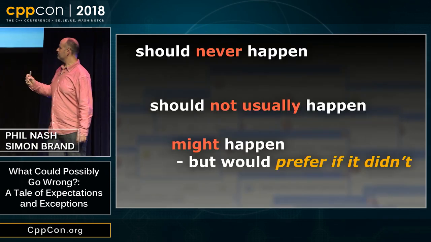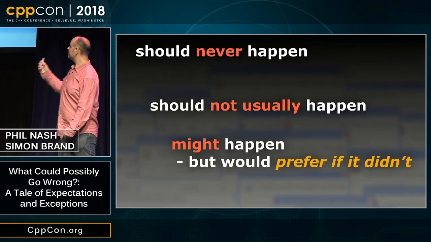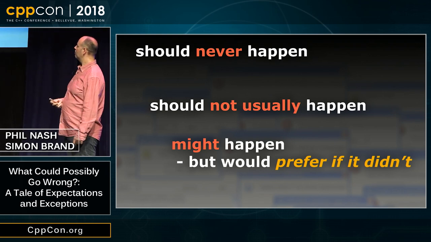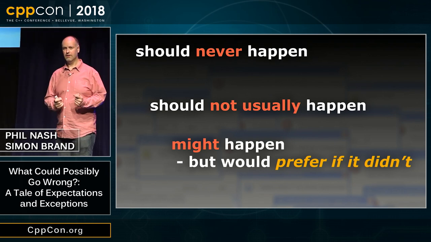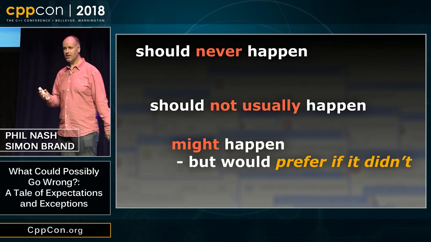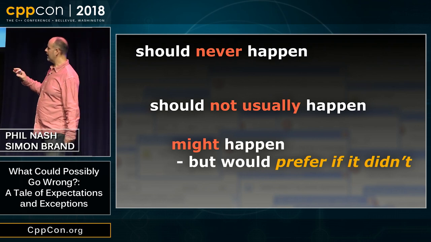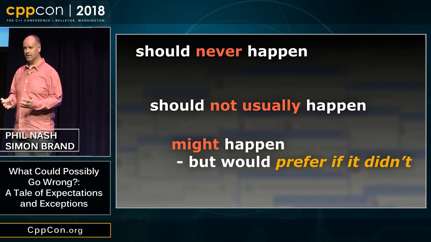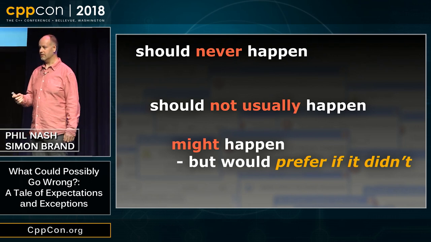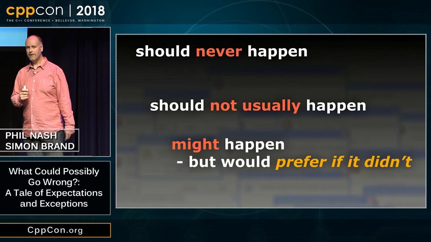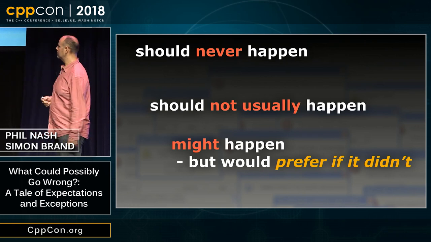But there are two other categories of errors as well. As well as the should never happen type, we've got things that shouldn't usually happen, but you know they can genuinely occur, and we do need to allow for them. And then the final category is the things that might happen, but if they do, they're going to be a bit disappointing, as Simon says. We'd prefer it if they didn't, but we definitely have to allow for them.